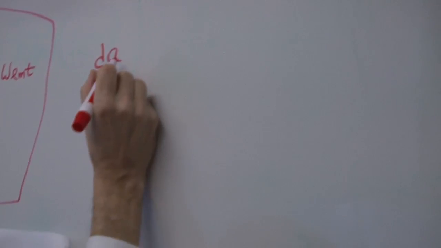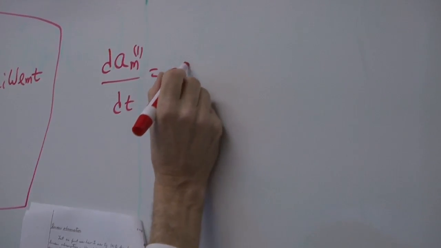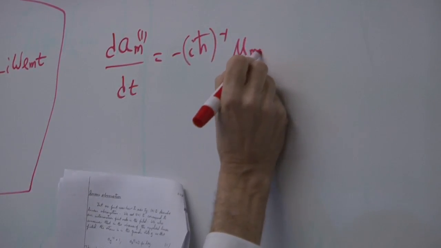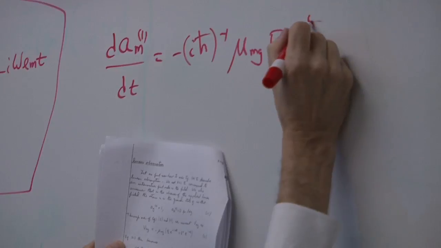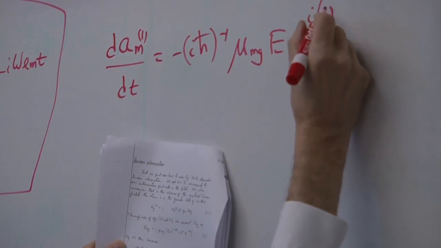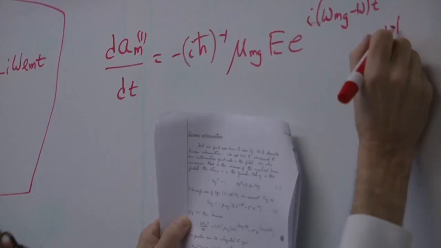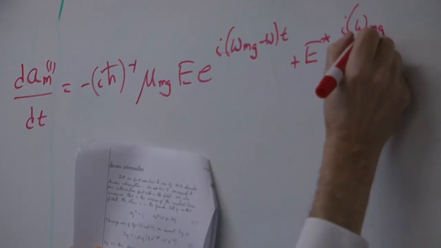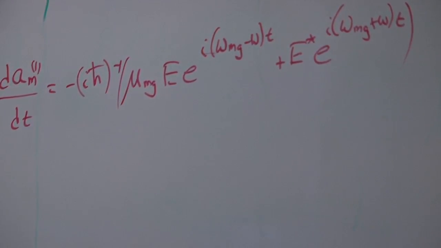And what do we find? That dA_m1/dt is equal to minus i h bar to the minus 1 mu_mg times, let me write this way, e to the i (omega_mg minus omega) t plus e star e to the i (omega_mg plus omega) t, and we'll put our parentheses there.